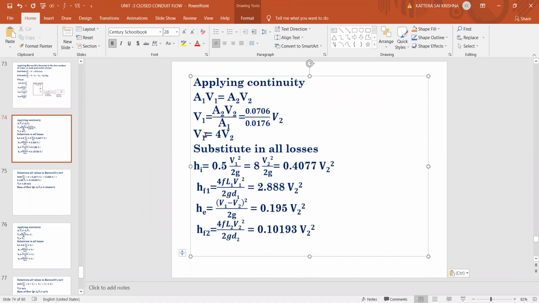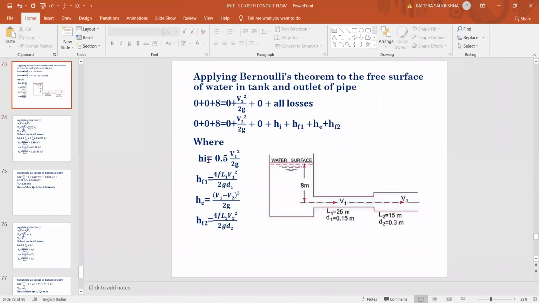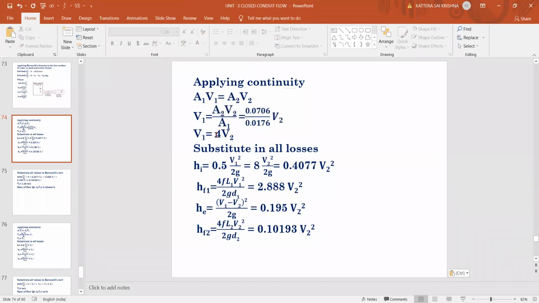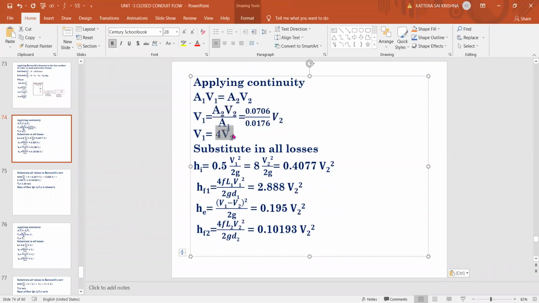Now substitute V1 equals 4 V2 in the losses we have calculated, that is HI, HF1 and HE. We'll substitute 4 V2 in all the V1 places. If it is V2, no need to substitute anything. V2 you keep as it is, but V1 you substitute as 4 V2. So here V1 is there, so substitute 4 V2 squared here. Finally you'll get HI equals 0.4077 V2 square after substituting this.